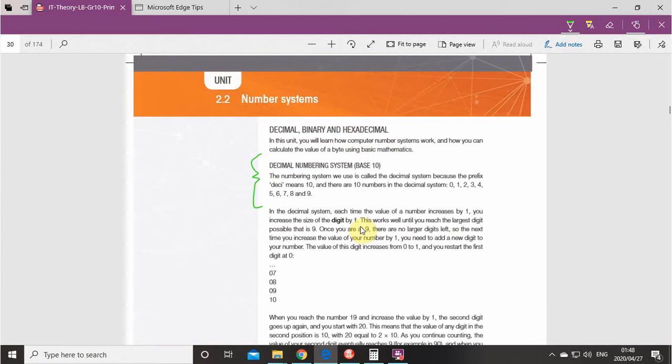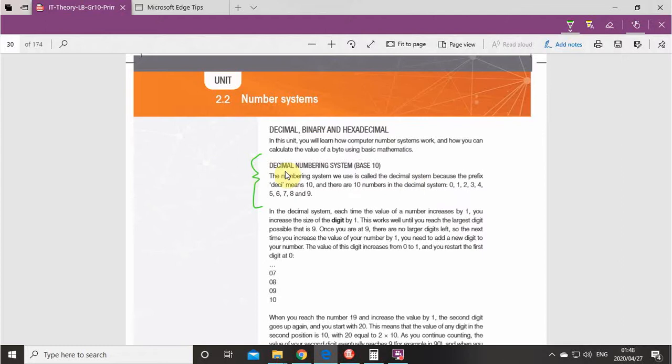So then Unit 2.2 is number systems. So this is basically the conversion of the number systems we did in class, like converting a decimal to a binary and a binary to hexadecimal and so forth. Okay, but let's start just from the top, a bit of revision.